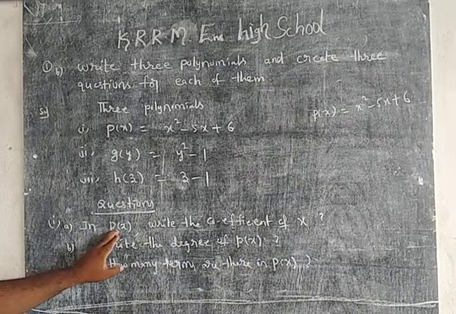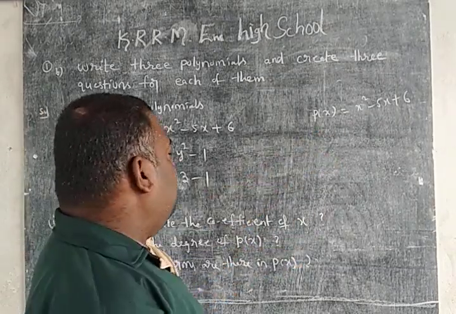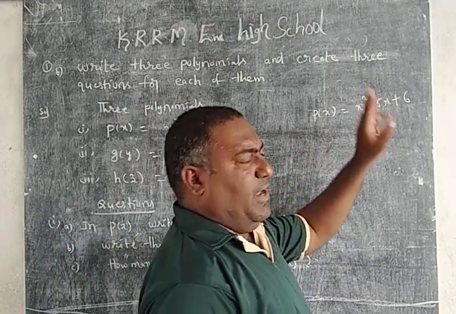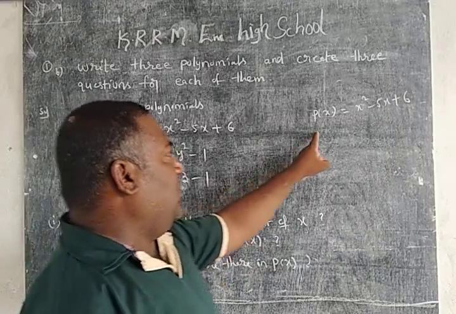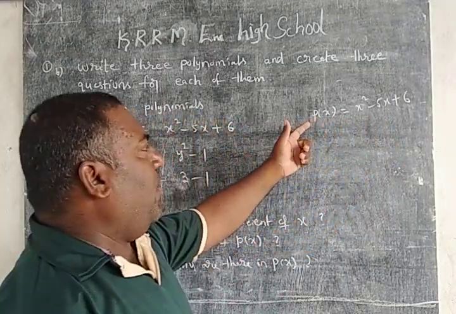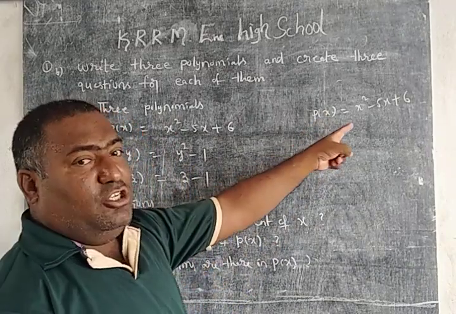In p of x, write the coefficient of x. In this polynomial, what is the coefficient of x? Minus 5. Write the degree of p of x. What is the degree of this polynomial? The highest power of the variable x is 2. Therefore the degree of p of x is 2.